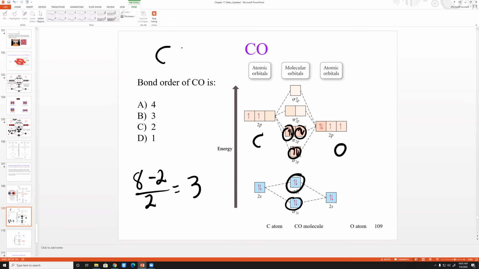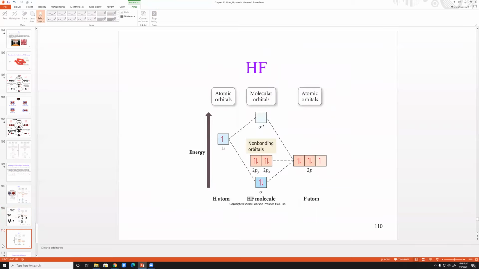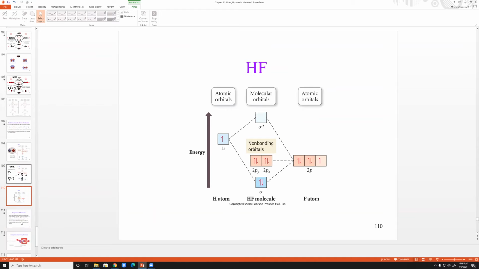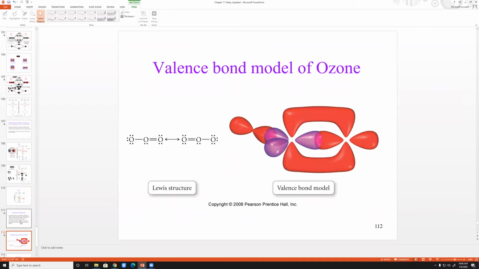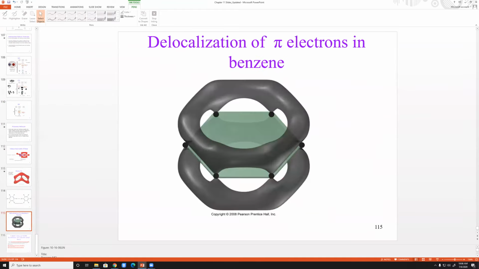And if you look at the structure for carbon monoxide, the Lewis structure, it's going to look like this. That's what it looks like. So the bond order is 3 because it's a triple bond. Okay, cool. Then you can do this for other molecules like HF, and it still works. That's basically it.